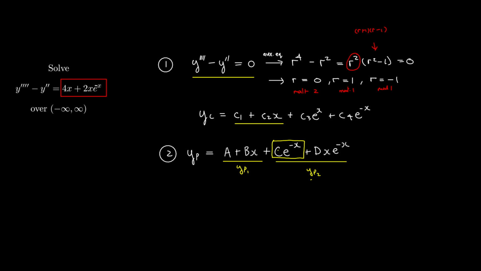Okay, so great. We have to then update our guess here. We have to multiply this function by the smallest power of x, such that no term of it is a solution to our associated homogeneous equation. Okay, so doing that, if we multiply it by x, I'm going to get ax plus bx squared. And now I need to ask, does this updated function still have a term which is a solution to the associated homogeneous equation? The answer is yes.